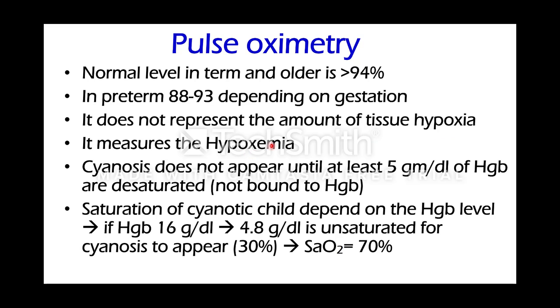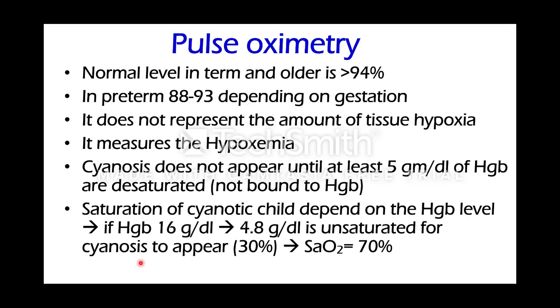Now, the clinical sign of decreased oxygen bound to hemoglobin is what we call cyanosis. We have to have about 5 grams of hemoglobin without oxygen to see cyanosis, and therefore cyanosis highly depends on the level of hemoglobin. So if the hemoglobin is 16 and we need about 4.5 for the cyanosis to appear, then about 30% of the hemoglobin is not bound to oxygen to get cyanosis.